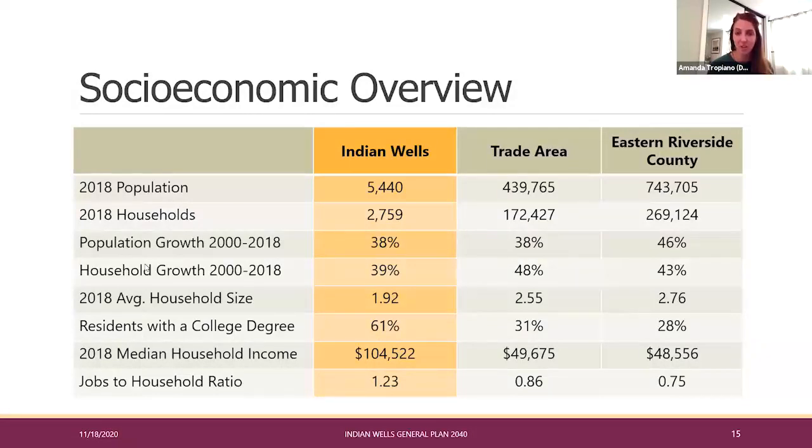Your community is extremely educated. More than twice as many people have a college degree as the trade area or Eastern Riverside County. And correspondingly, your median household income is also significantly higher, twice as much as the trade area or the Eastern Riverside County region. Your jobs to housing ratio is 1.23, which means that you have slightly more jobs in your community than you do households. It all hovers generally in the same area in the trade area and Eastern Riverside County. And to the extent that this may influence your land use decisions, it's important to know how people are commuting in and out, which we'll talk about in a few minutes. Next slide.